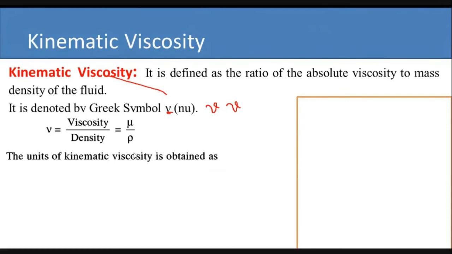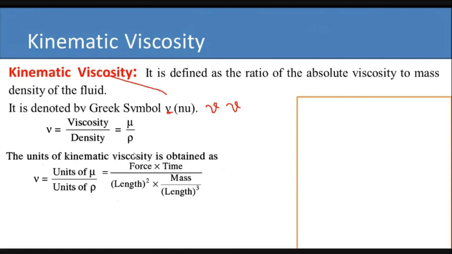Now we are going to see the derivation of the unit of kinematic viscosity. We know it is a ratio of absolute viscosity to mass density, so the unit will be the ratio of the unit of mu to the unit of rho. What is the unit of mu? Newton second per meter square. So it is force times time upon length square, and the unit of mass density is kg per meter cube, so it is mass upon length cube. This square will cancel with this cube, and the length will go in the numerator, so it will be simply force into time upon mass per unit length.